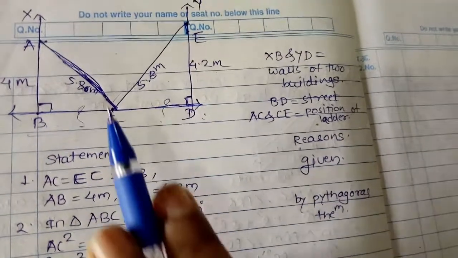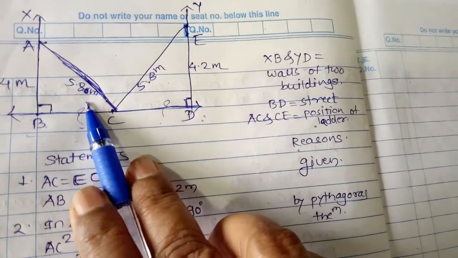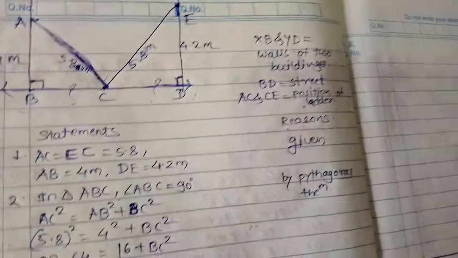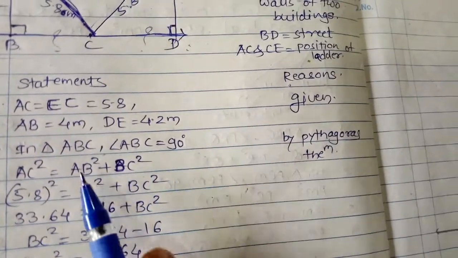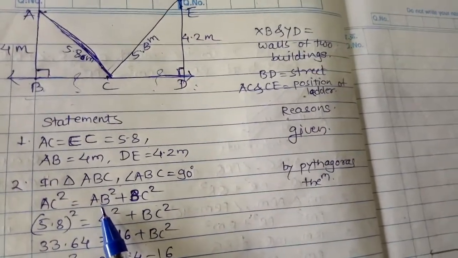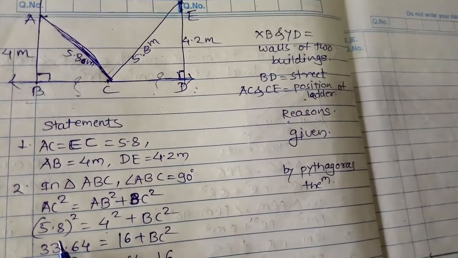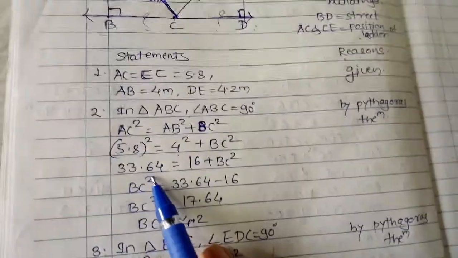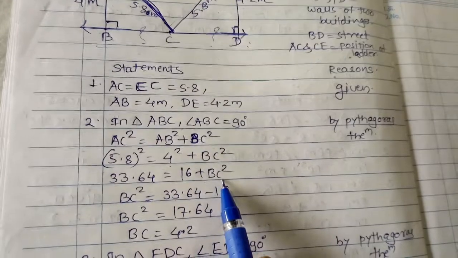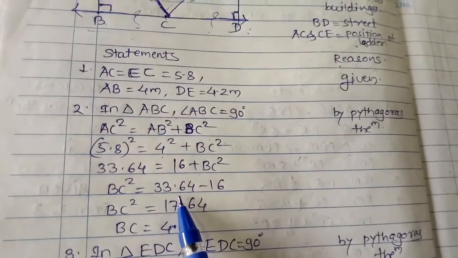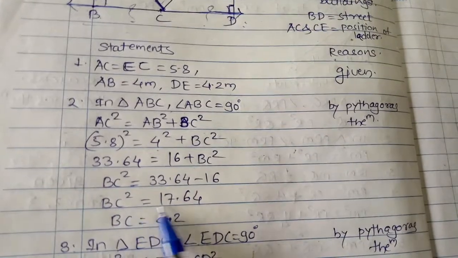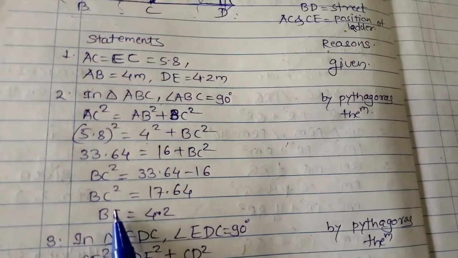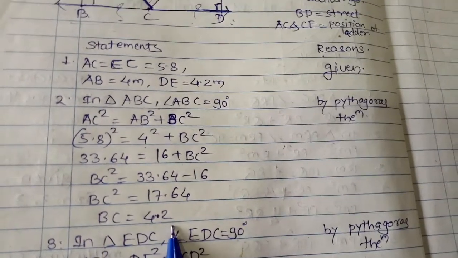Next one, in triangle ABC, so see here it is a right angle triangle, so we can easily use the Pythagoras theorem. Same case here also, on both we are going to apply the Pythagoras theorem. So angle ABC is 90 degrees, so AC square, see the figure properly, AB square plus BC square, so 5.8 square is equals to 4 square plus BC square. So the square of the 5.8 is 33.64 plus 16 is equals to plus BC square, so BC square is equals to 33.64 minus 16, so we get BC square is equals to 17.64, and by using the division method we can find out the square root of BC is 4.2.